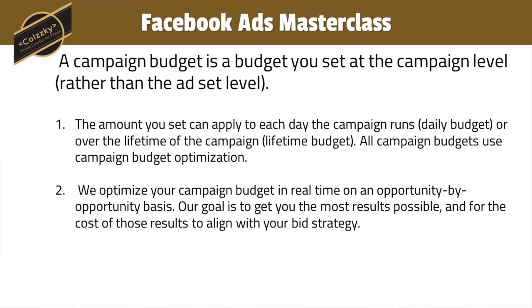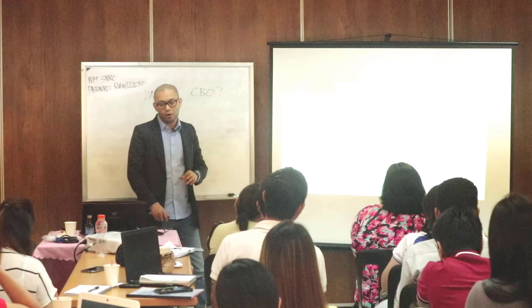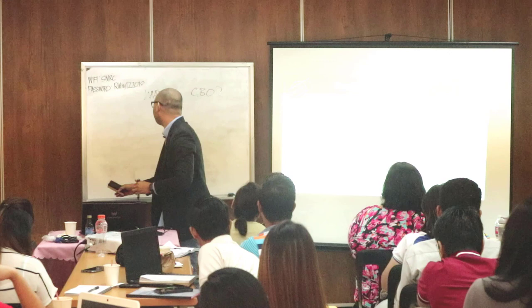I have already explained this to you. Facebook will show our ads based on opportunity: at what specific time, on what specific device would you produce good results, or when you are online. And our goal is to get you the most results possible, and for the cost of the results to align with your bid strategy. So let's draw and explain what CBO is in layman's terms.